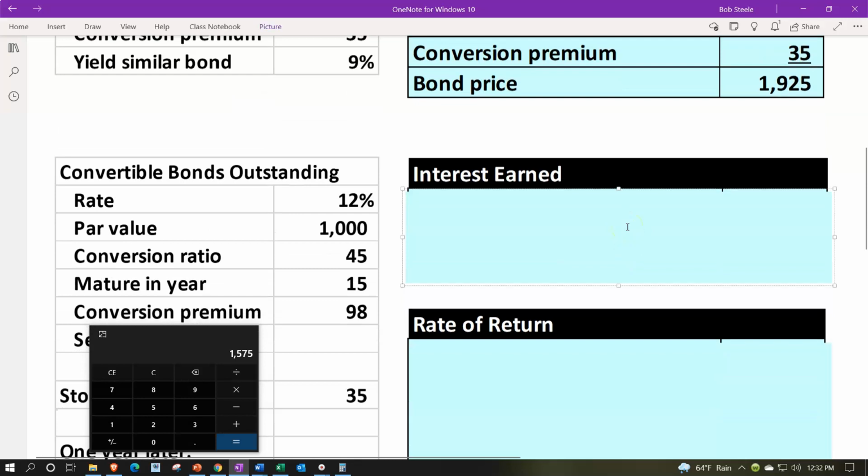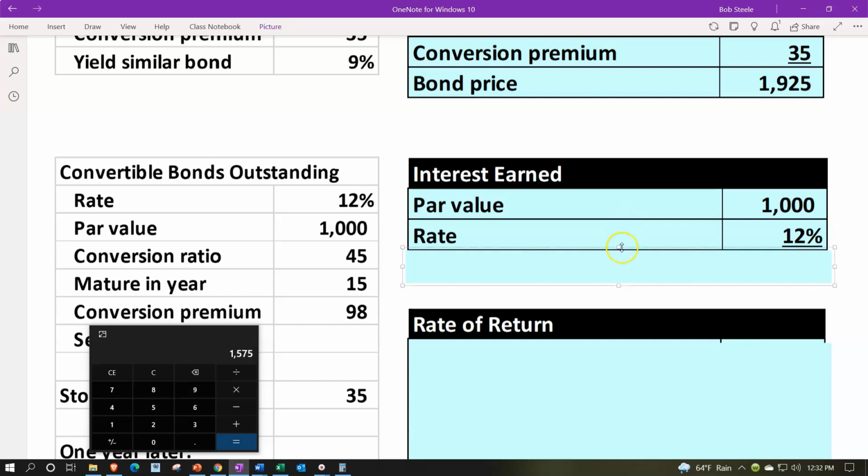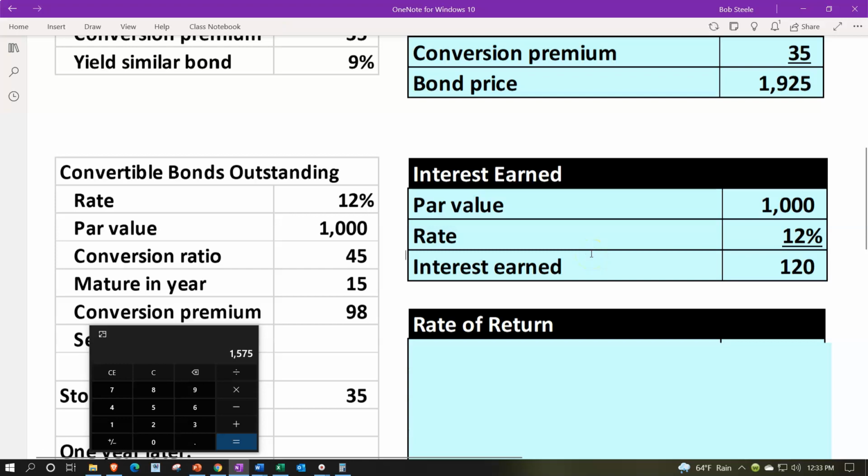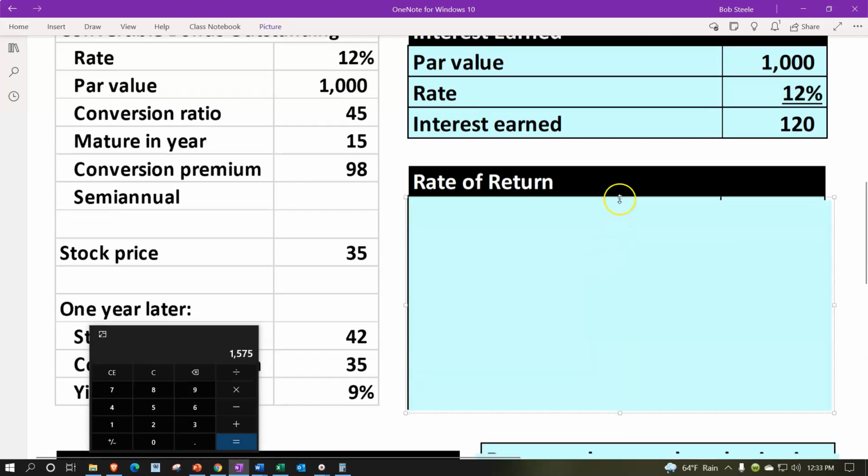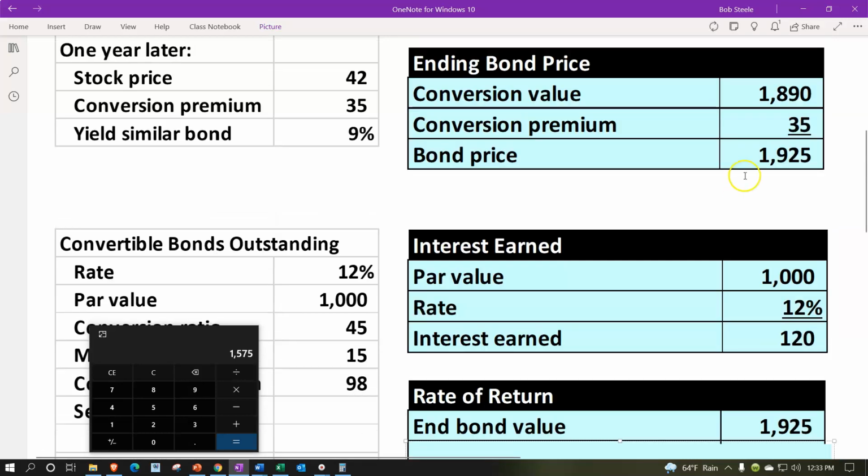Let's calculate the interest earned. If we're thinking about what's going to happen a year later, we need to consider the interest that has been earned during that time period. We have the $1,000 par value bond. The interest rate is going to be 12%. We're going to say interest earned is then $120. The rate of return can be calculated using the ending bond value. We're valuing the bond at that $1,925 at the end.